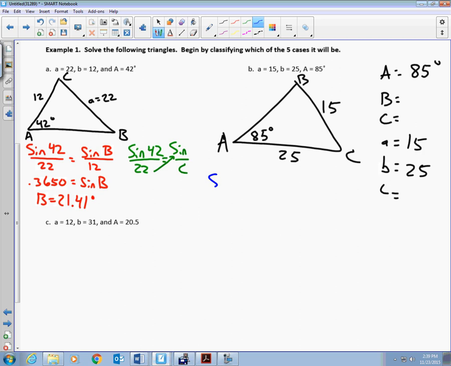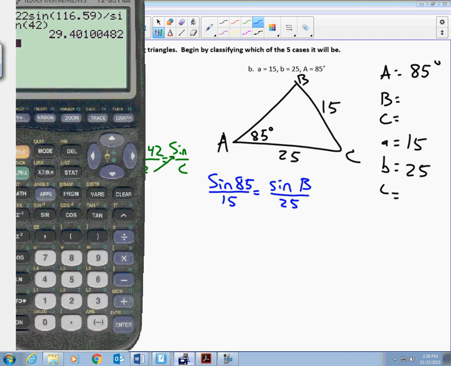And I set it up. Sine of what over, equals sine of B over. So like I did before, I'm going to multiply both sides by 25.